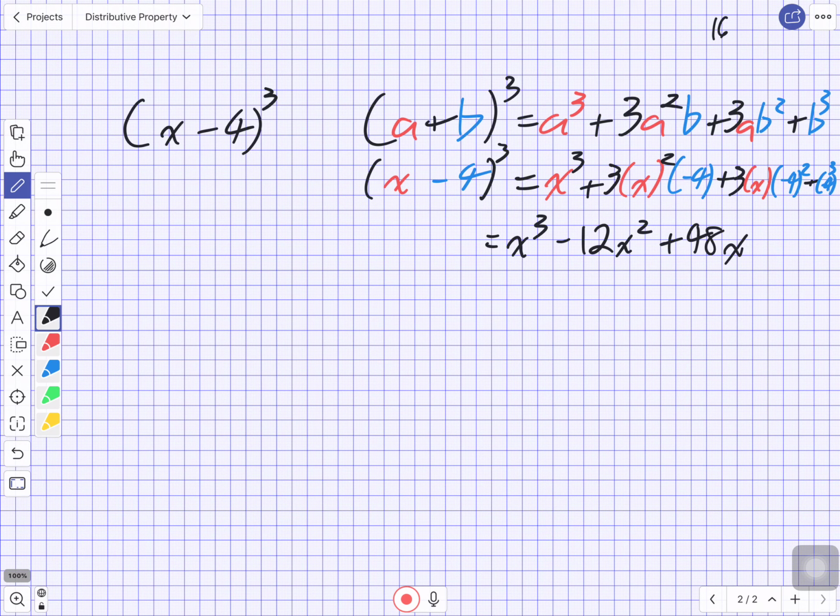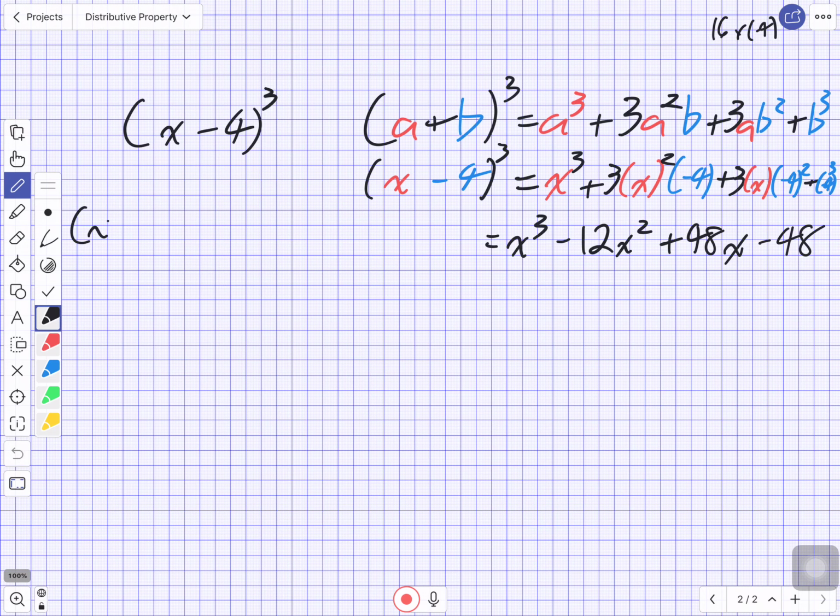48. But it's going to be, oh, positive, wait, or negative? Positive. Wait, I can't tell whether that's... It's going to be times negative 4. Oh, okay, so it's a negative 48. Great. We did it pretty quickly.